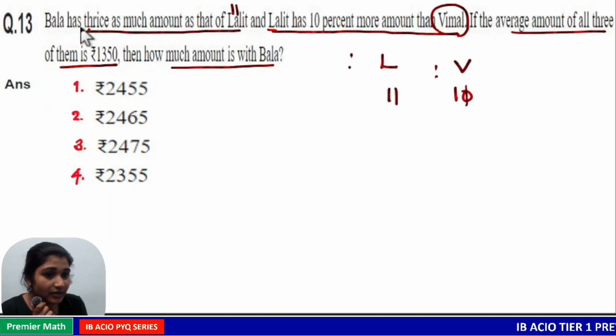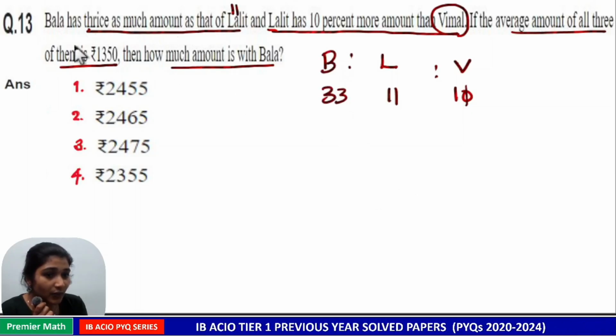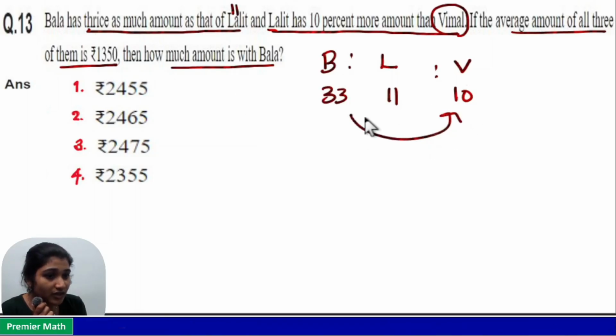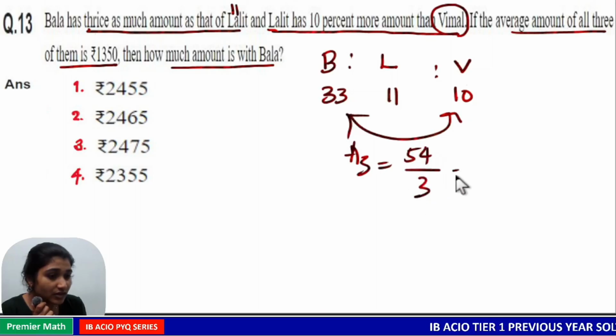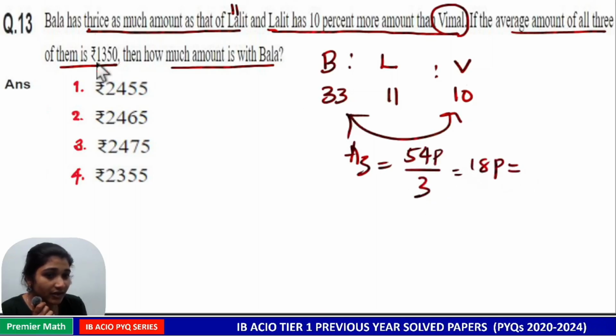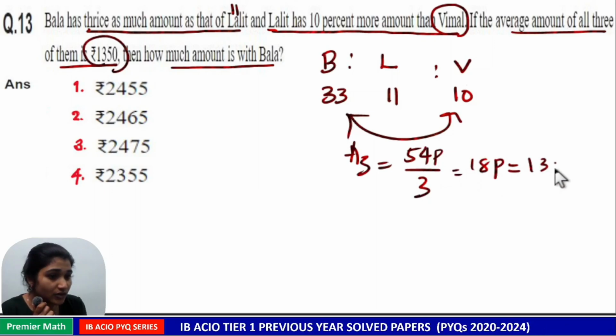Lalit has 11. Then thrice of 11 is equal to 33. So the amount with Bala is equal to 33. Now here the average of these three. Average of these three means total is equal to 33 plus 11 plus 10, which is 54. Then the average of these three is equal to 18 parts. So 18 parts is given as 1350 in the question.